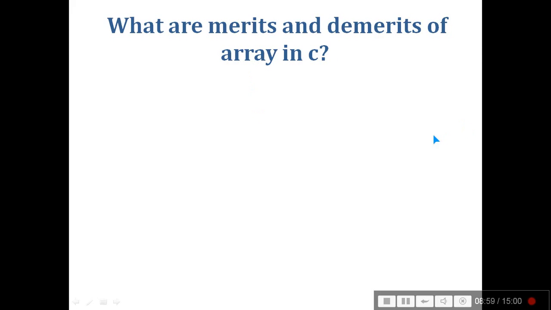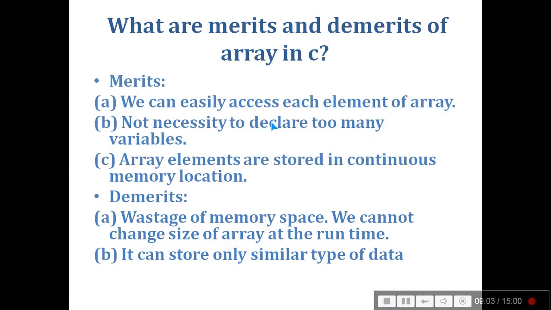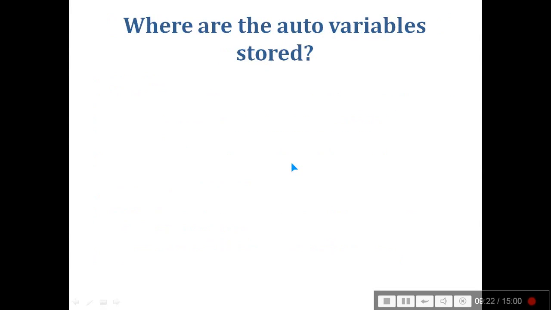And what are the merits and demerits of arrays in C? See, we can easily access each element of an array. It is not necessary to declare too many variables. Array elements are stored in continuous or contiguous memory locations. And what are the demerits? Wastage of memory space, and it can only store a similar type of data, unlike structures.